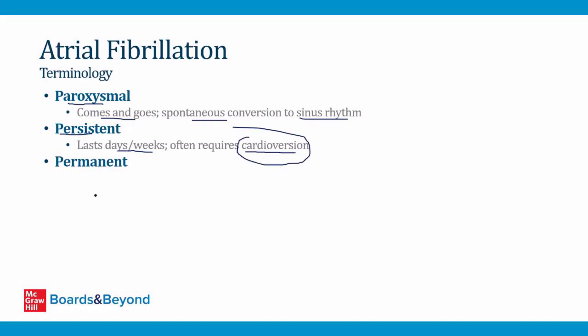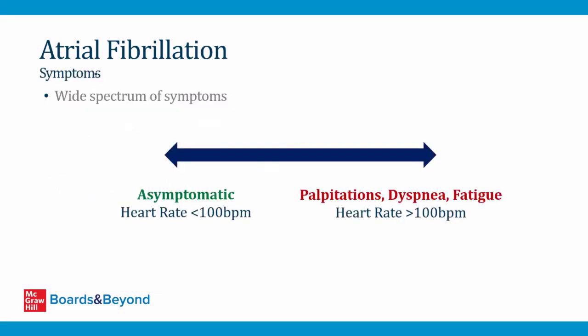And then finally, some patients go on to have permanent atrial fibrillation where it doesn't ever go away. The symptoms of atrial fibrillation vary widely among patients. This is probably something that won't come up on your step 1 exam, but it's definitely something you need to know for clinical rotations. So some patients are in AFib and they are entirely asymptomatic.